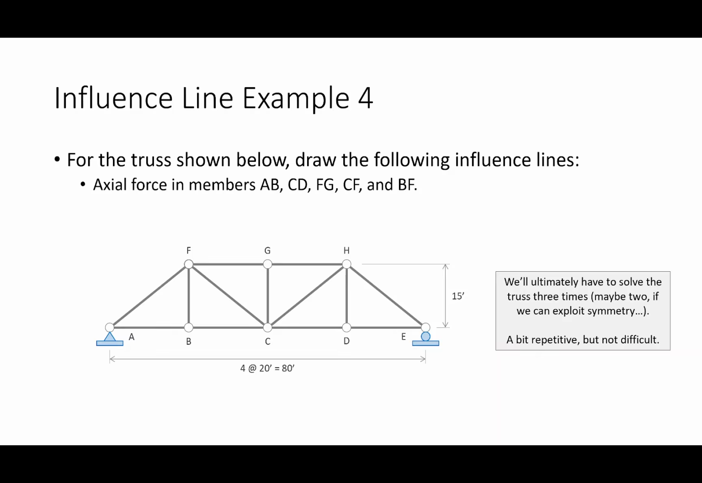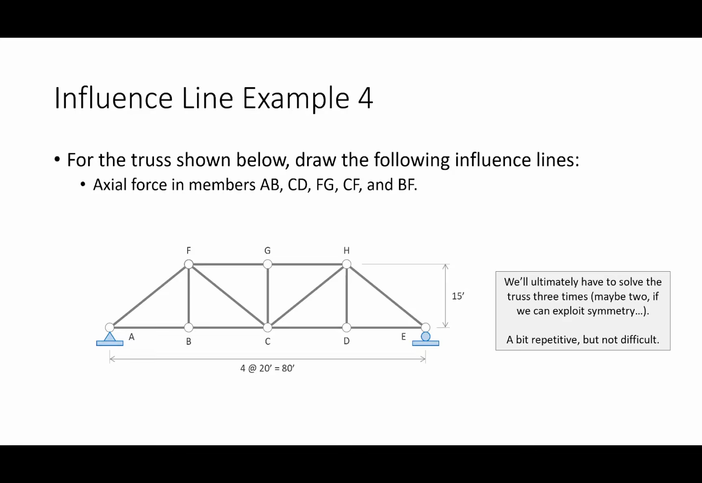I want to construct the influence line for the following truss. And when I say the influence line, I'm picking a few members. So I'm picking members AB, CD, FG, CF, BF. Okay? All right.